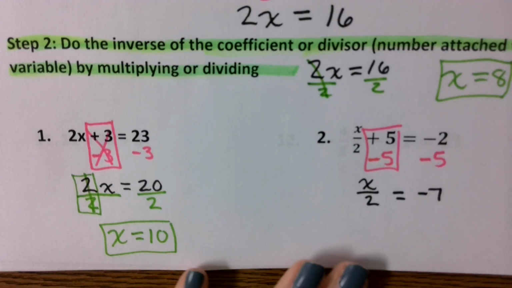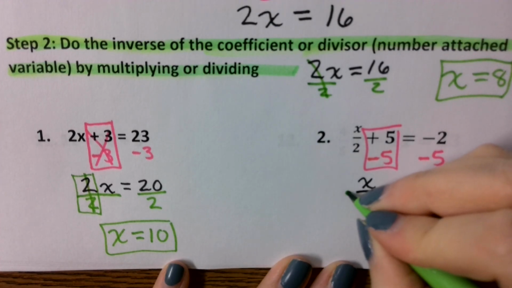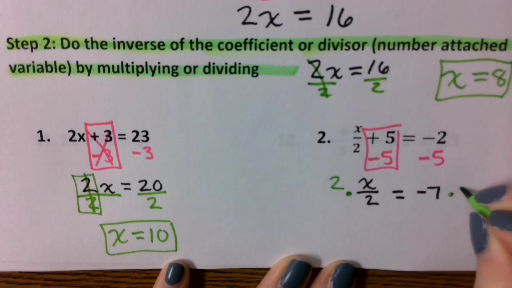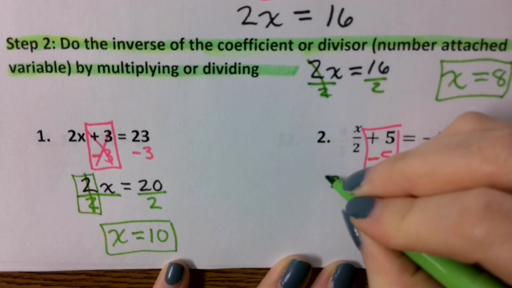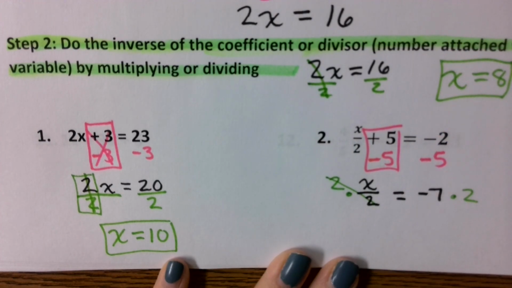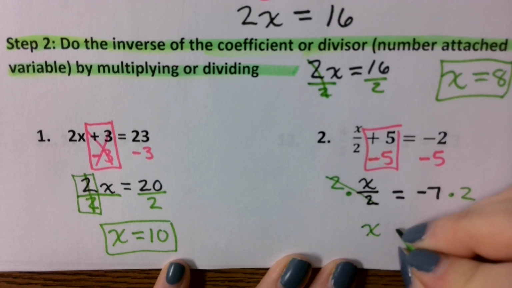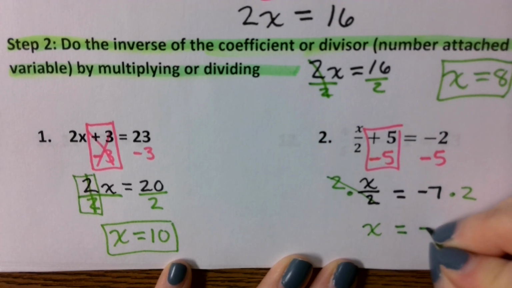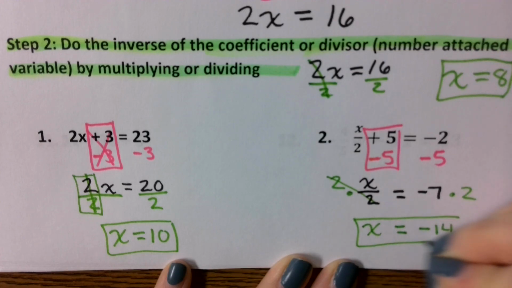What's the next inverse that we need to do? Multiplying. What are we going to multiply by? We're going to multiply by 2. Multiply both sides by 2. The 2's can then go ahead and simplify to a coefficient of 1. So we get x is now equal to negative 14.